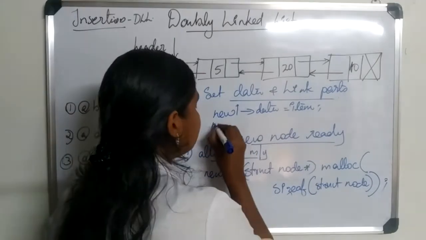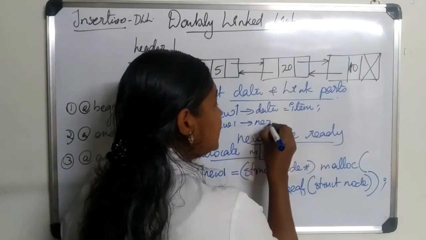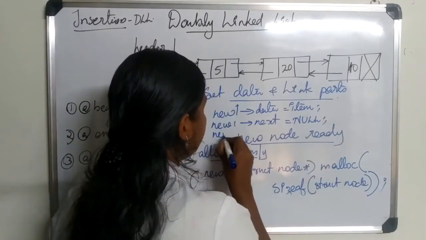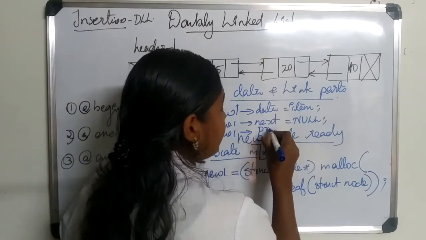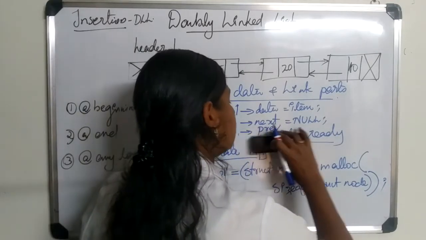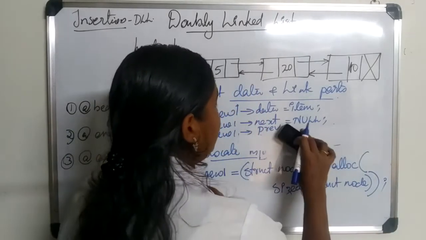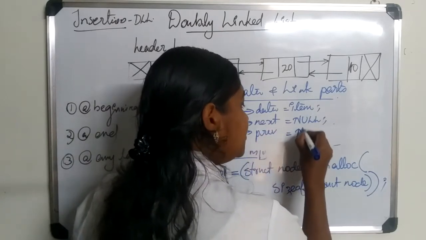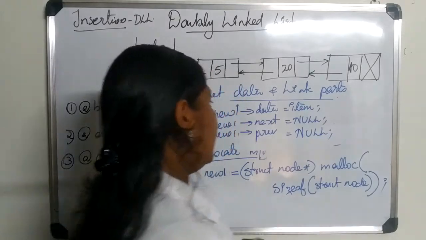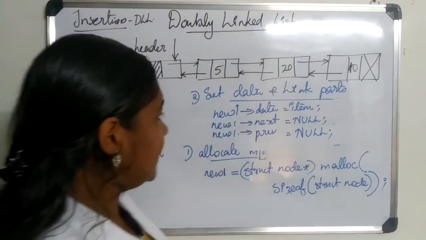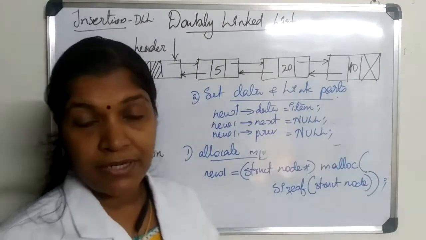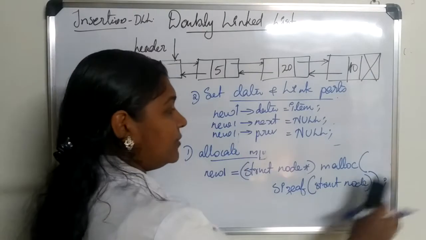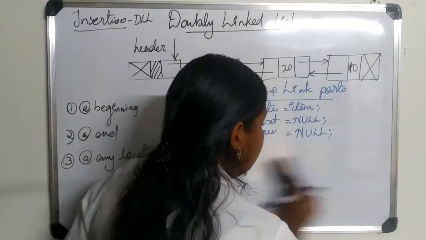Then next is new one dot next is equal to null, and new one dot prev. New one dot prev is the pointer to the previous node, and that also you set as null. So these are the steps. With these steps we are making the new node ready for insertion. That process is over. So right now our new node is ready. Note down all these points.